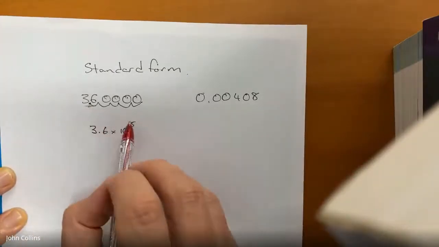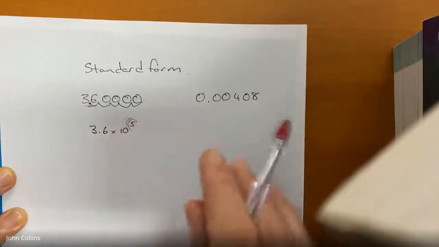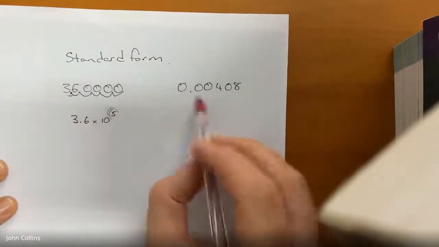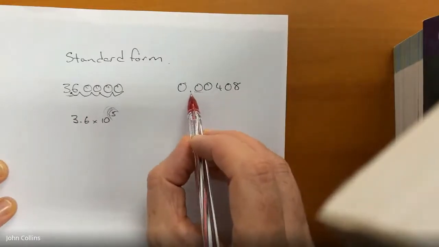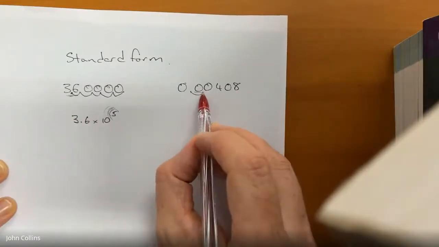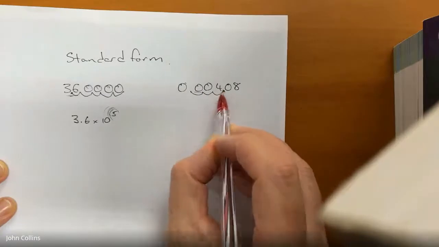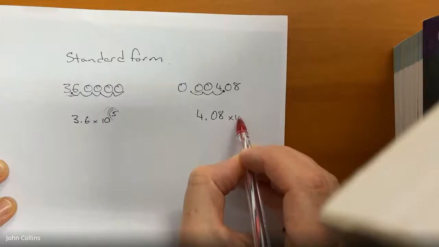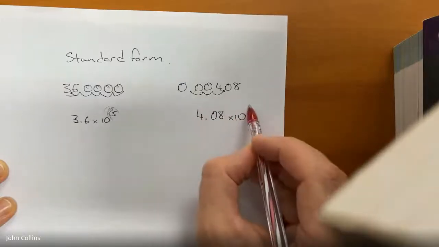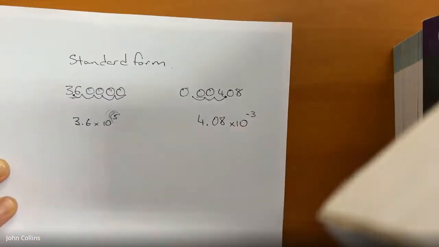So remember, if it's a big number, this power is positive. If it's a small number, like this one, the power is going to be negative. 1, 2, 3 here. So we get 4.08 by 10 to the 3, but it's negative 3 this time. Okay, so that's standard form.